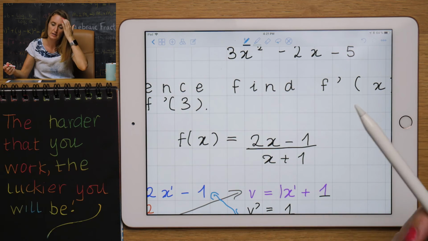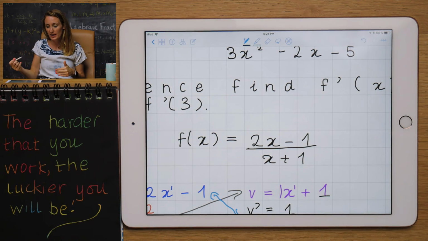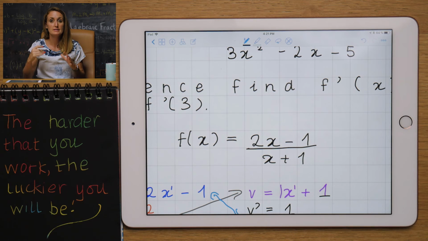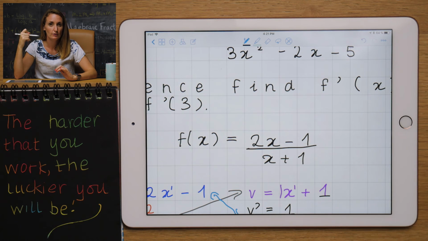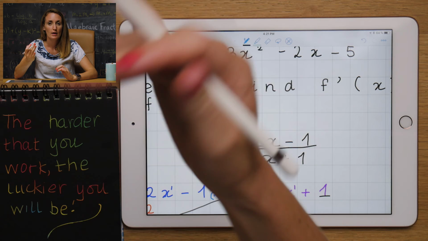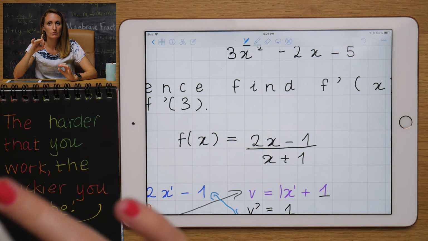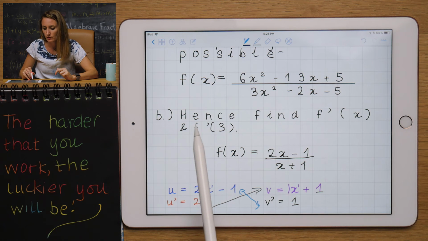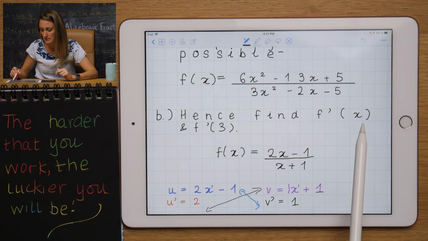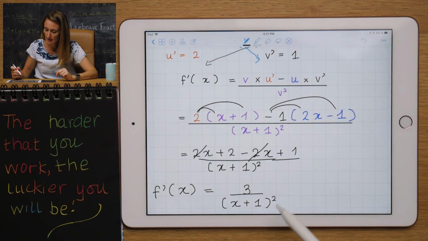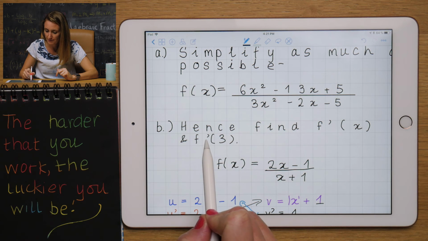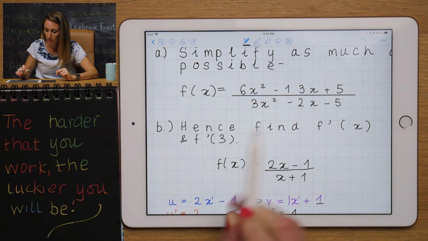So for any fraction, and later on in the course we'll be doing more complicated fractions with e's and logs and cosines and sines. But for the beginning, we're going to start with basic examples. So you identify your u and your v, and you differentiate them. Then you just substitute them correctly into the formula and multiply everything out. Now that will get you the marks for this, hence find f dash x. We've got f dash x, it's here. But to get the marks for f dash 3, you need to put into the f dash x equation 3.